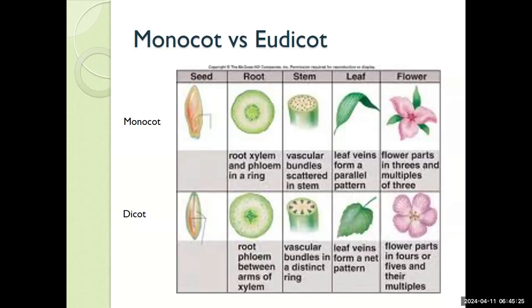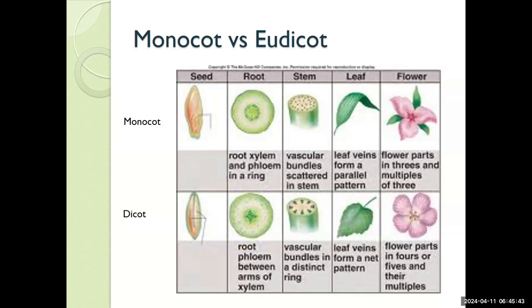Another difference is that the organization of the xylem and phloem are different. In the roots, monocots exhibit a ring-like structure, while the dicots have an X shape right in the center. This organization is different in the stems above ground.